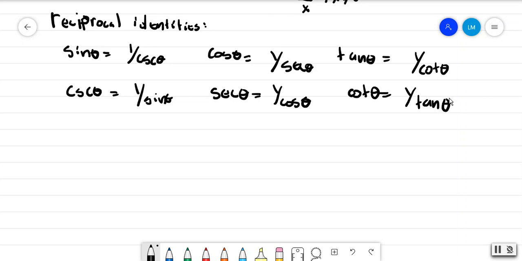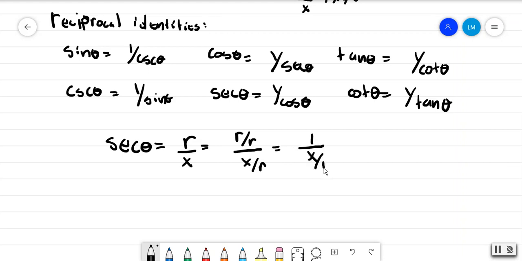One way you can look at how this came about is to think of it like this. If we look at secant of theta, that's r over x. If you divide by r on top and bottom, that gives you 1 divided by x over r. But by definition, x over r is cosine, so you have 1 over cosine theta. That idea is applied for each of the other trigonometric functions. You can try it out if you want to show that each of the reciprocal identities is as follows.